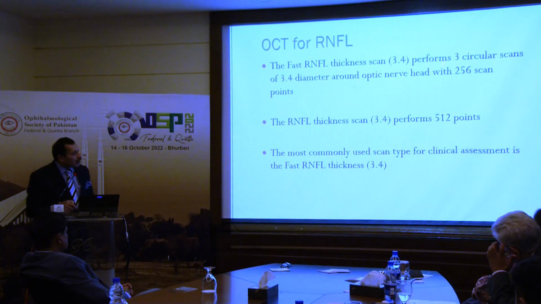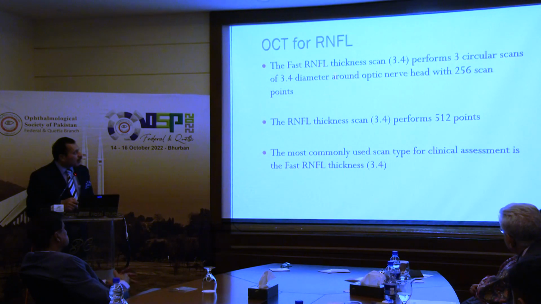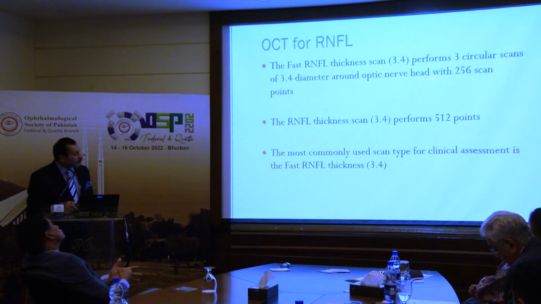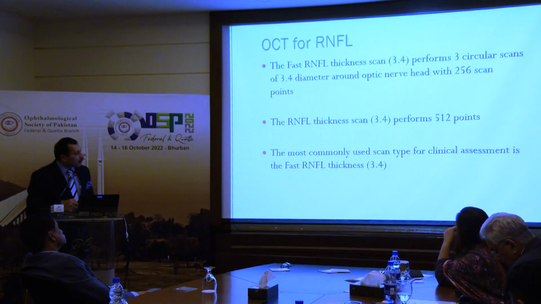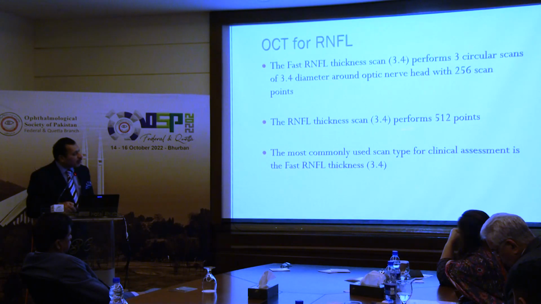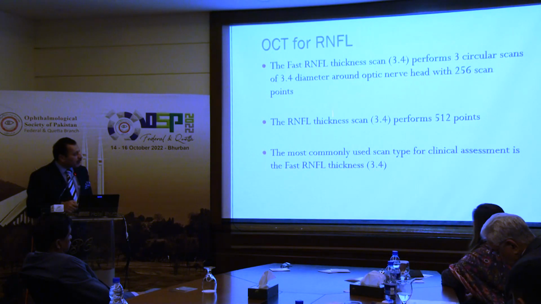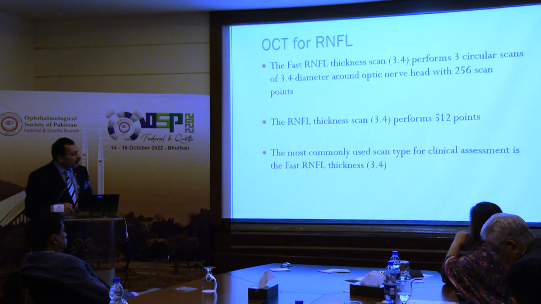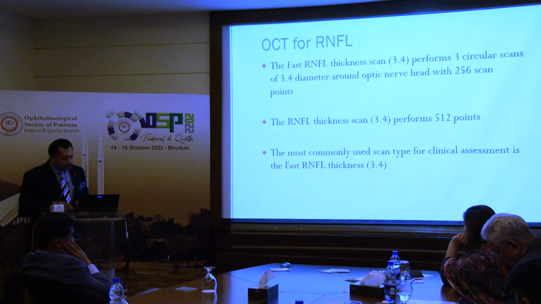अब जो फास्ट RNFL थिकनेस स्कैन है, it performs 3 circular scans of 3.4 diameter around the optic nerve head with 256 scan points. ये इसलिए फास्ट है कि ये 256 को करता है, जबकि जो सिंपल RNFL है वो इससे स्लो है क्योंकि वो डबल पॉइंट्स करता है। 256 plus 256 makes 512 points, so it takes double the time in comparison to this one which takes less time. The most commonly used scan type for clinical assessment is fast RNFL thickness map, which is 3.4.